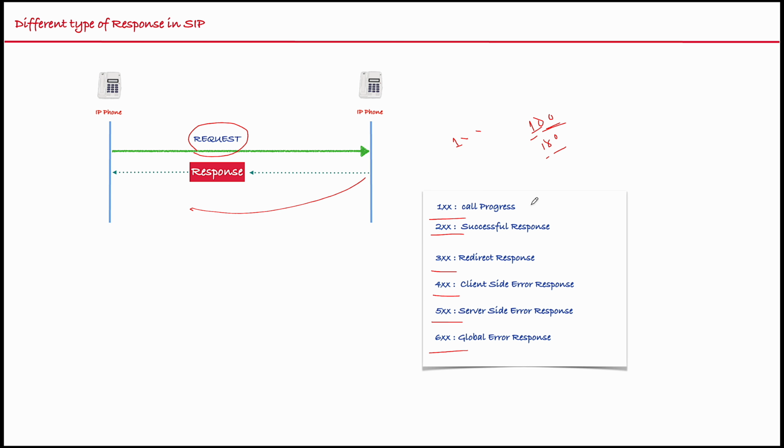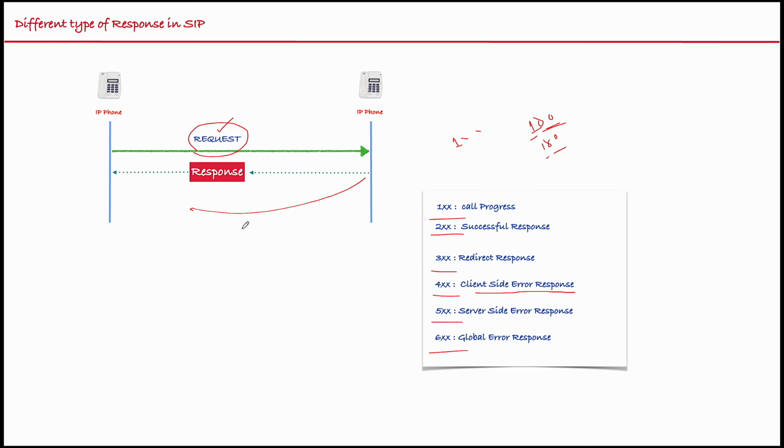Here the 1xx response defines the call progress. If you get a 1xx response, we should understand that the call is in progress. The 2xx response tells us about the success of the call. The 3xx response is called the redirect response. It gives multiple addresses where the call may be successful. Then the 4xx response, we call it the client-side error response.